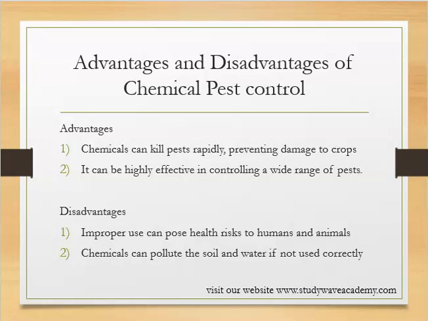Chemicals can kill pests rapidly, preventing damage to crops. If you are using the chemical pest control, it will help you kill the pest faster, and it will prevent your crops from being damaged more. Okay, it can be highly effective in controlling a wide range of pests. So that's an advantage of using chemical pest control.